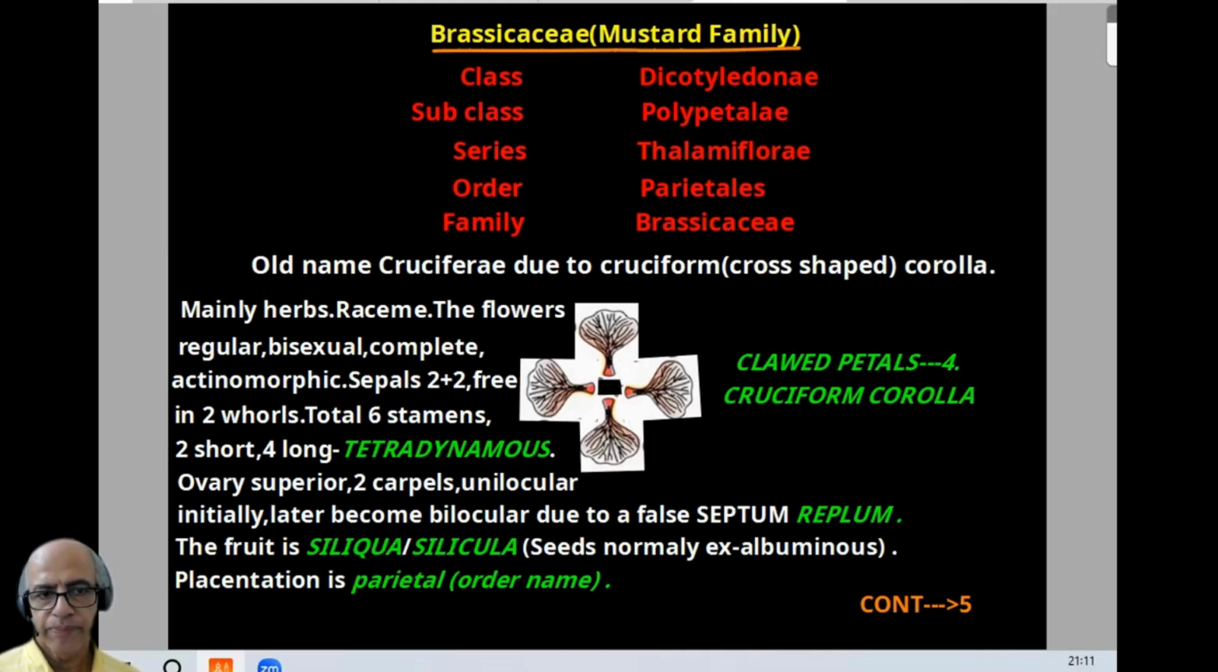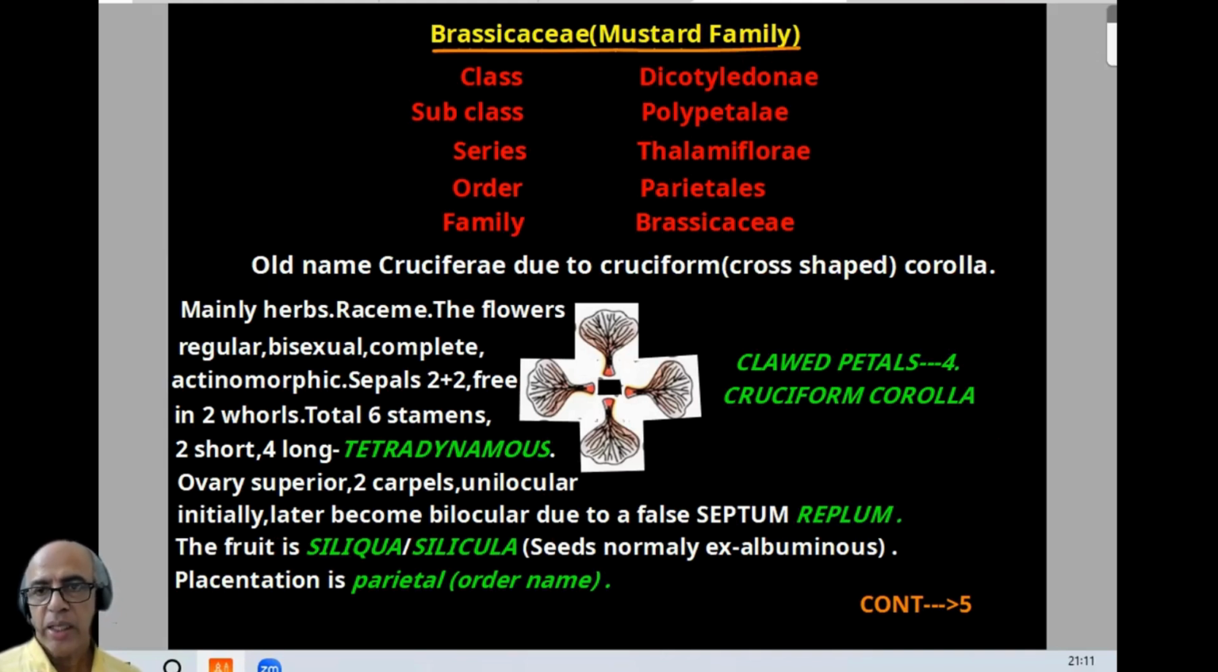Ovary superior, and there will be 2 carpels, unilocular initially. Later it becomes bilocular due to a false septum called replum. False septum, replum. Fruit is siliqua or silicula. Seeds normally exalbuminous. Placentation is parietal. The order name you can check. Here you can find it is Parietales.